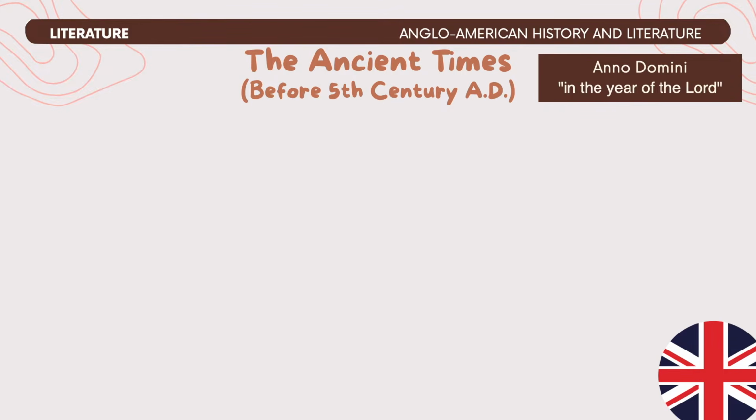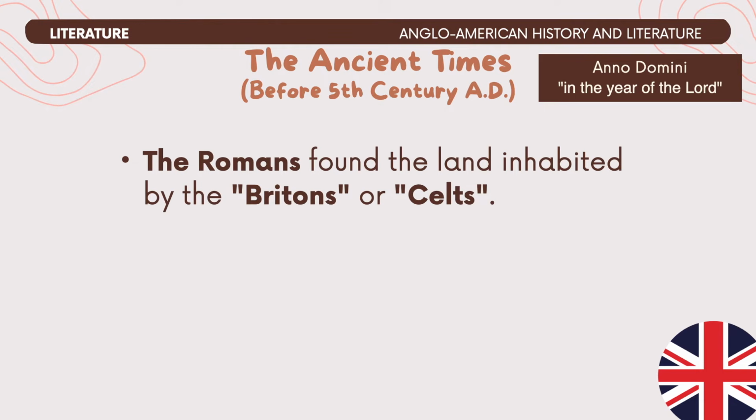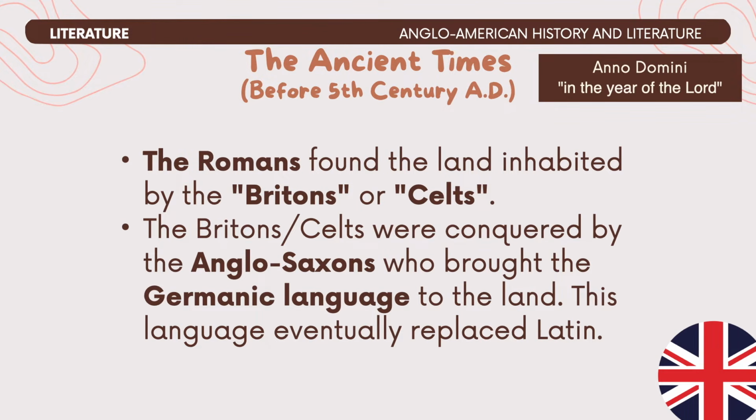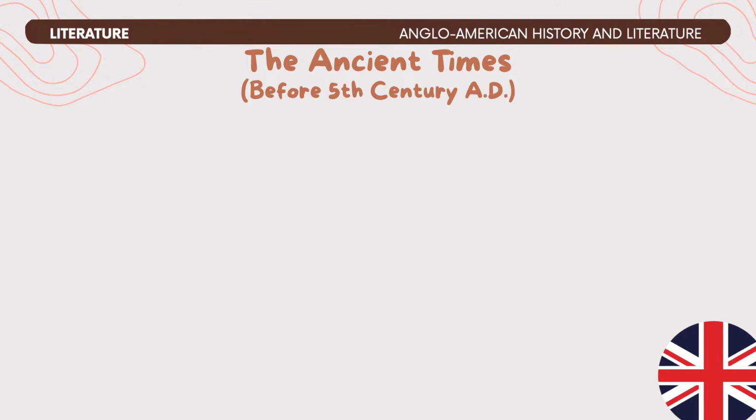During the ancient times, before 5th century AD or Anno Domini, meaning in the year of the Lord, the Romans found the land inhabited by the Britons or Celts, a collection of tribes with origins in Central Europe that shared a similar language, religious beliefs, traditions, and culture. They were conquered by the Anglo-Saxons who brought the Germanic language to the land. This language eventually replaced Latin.